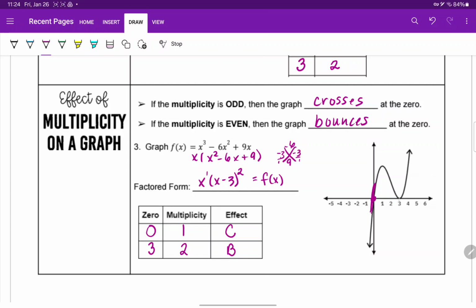When my 0 is positive 3, the graph is bouncing. In other words, it touches and then bounces back up, or touch and turn, and so there's that bounce we're talking about. Now the rest of the graph itself comes from what we learned in our prior lesson. These end behaviors come from the degree and your leading coefficient.